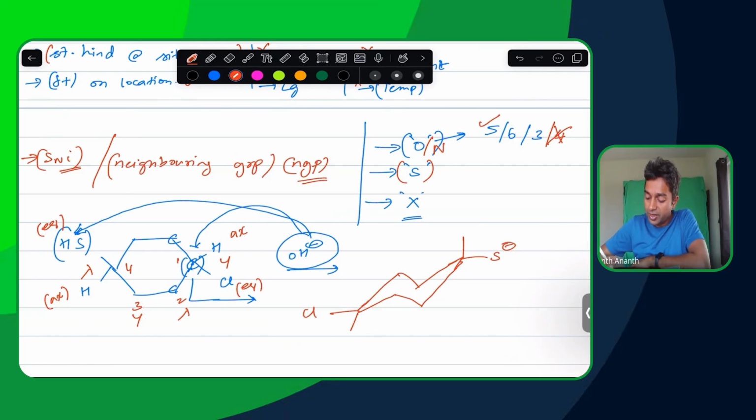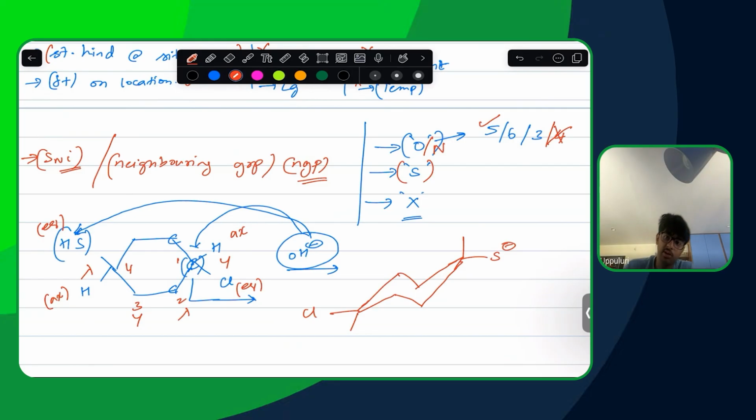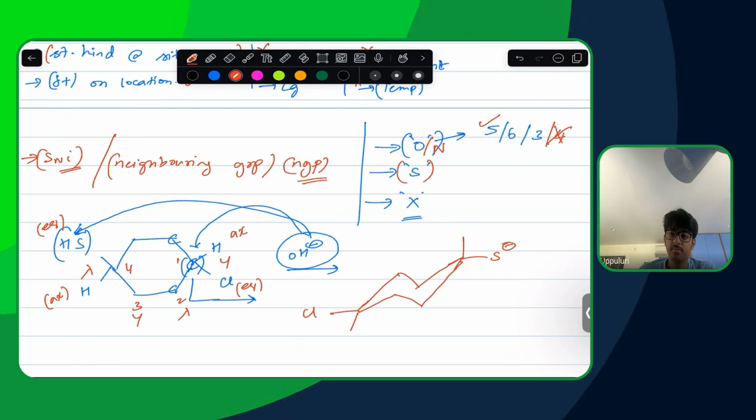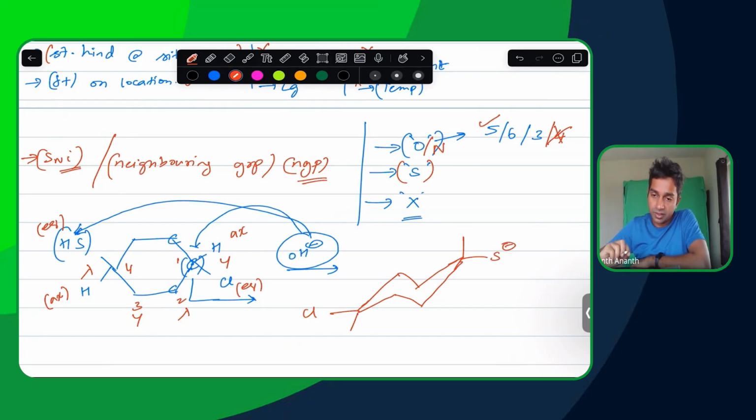Or I will have S minus above and chlorine in the bottom. Same. So properly they are in opposite directions. Yes, sir. So that is satisfied properly. So now the next thing is only the ring size.